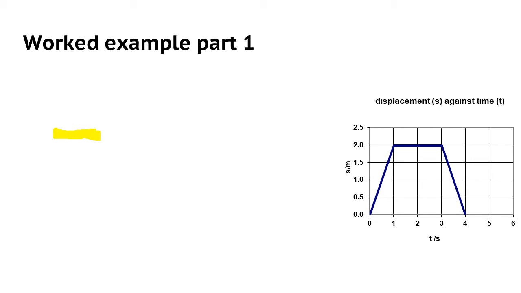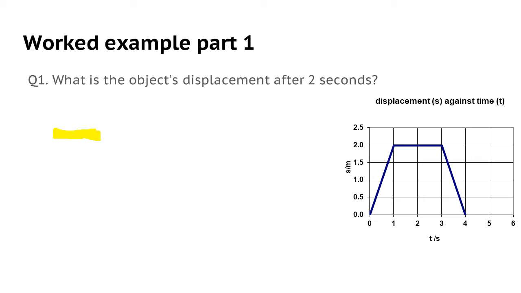Okay, so the first example. What is the object's displacement after 2 seconds? Well, this one's relatively straightforward. If you go along to 2 seconds here, and you go up, and then you follow along to the side here to this y-axis, it will tell you the displacement. We're really just reading off the graph. So after 2 seconds, the displacement is simply 2 meters.